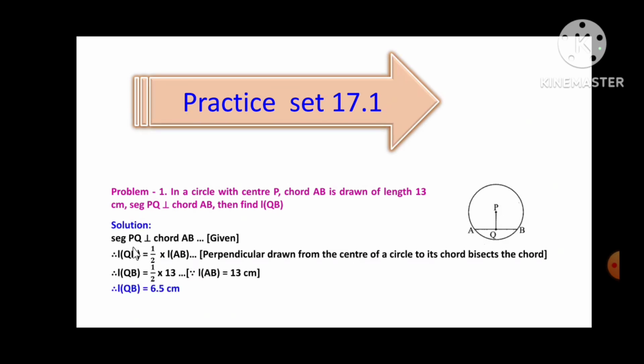Here, friends, this PQ is perpendicular to this chord AB. Therefore, you will get that length QB is equal to half of length AB. That is, the perpendicular drawn from the center of the circle to its chord bisects the chord. This property we are using. So, length QB is equal to 1 upon 2 into 13, as AB is 13. So, we will get QB is equal to 6.5 centimeter.